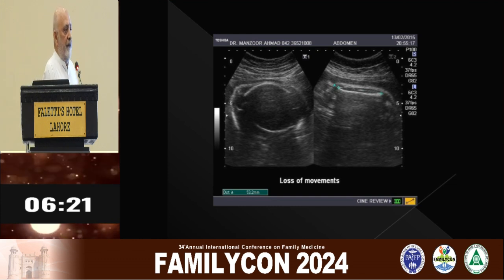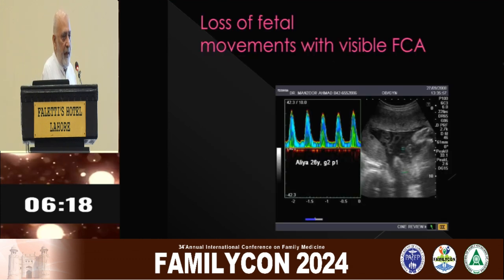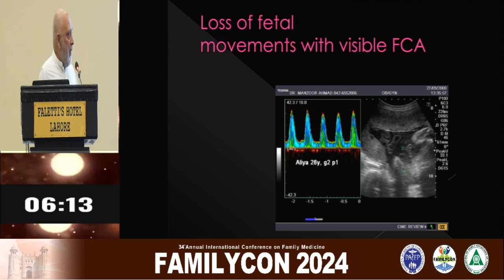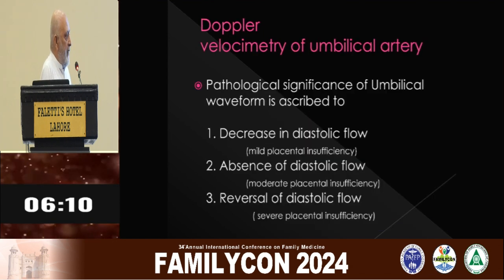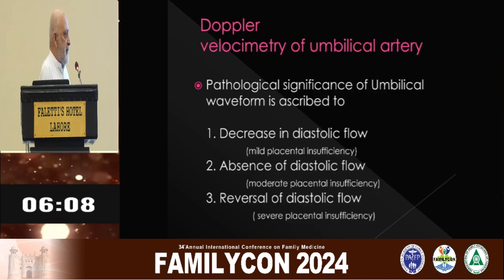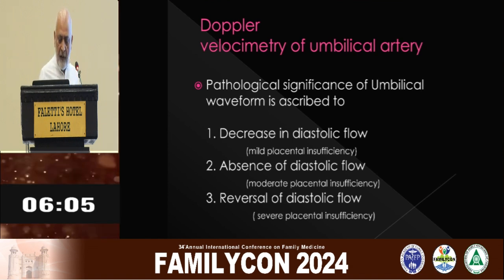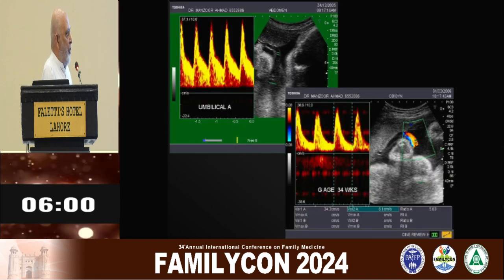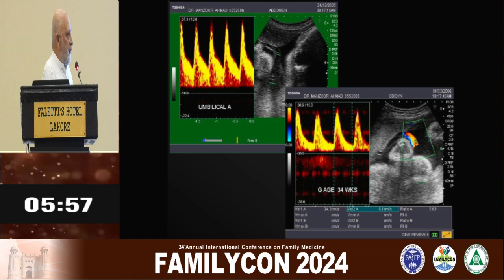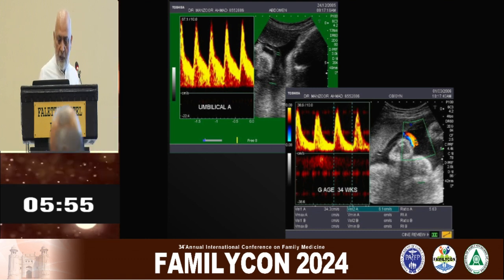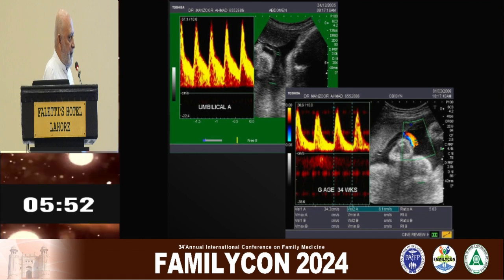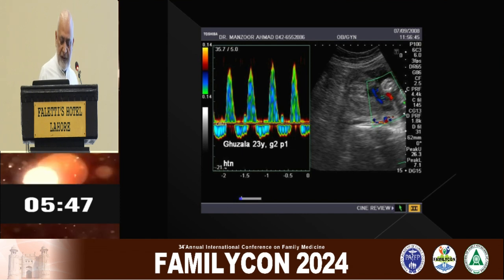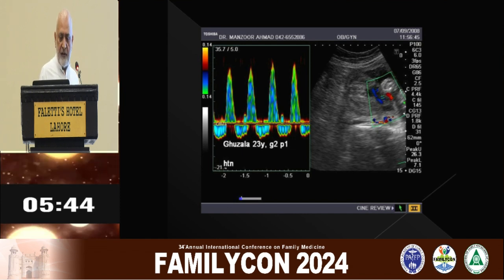If there is loss of fetal movements but the cardiac activity is present, we should go for the umbilical artery flow. If the umbilical artery flow is less, then it is mild placental insufficiency. If it is absent, it is moderate, and if there is reversal of the umbilical artery flow, that is severe placental insufficiency. This is the normal high systolic and diastolic flow. Here the less diastolic flow, and here in this case there is absence of the diastolic flow of the umbilical artery, and here it is the reversal of the diastolic flow. This is the severe or marked placental insufficiency.